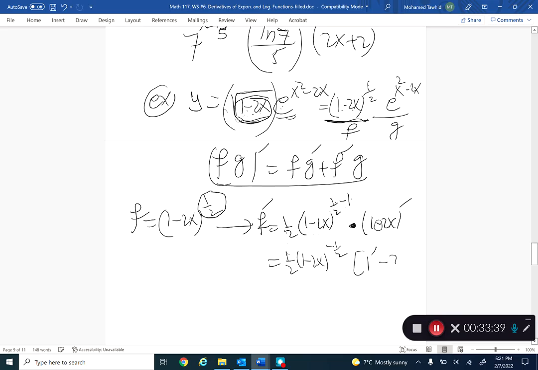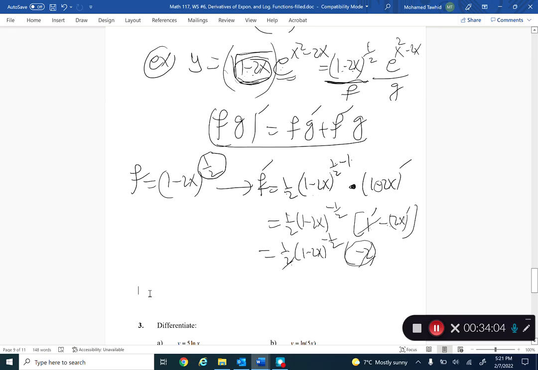1 prime minus 2x prime. So what do you have? You have 1 over 2 times 1 minus 2x to the power negative 1 over 2. What is 1 prime? 0. What is the derivative of negative 2x? 2. I can grab 2 out. What do you have left? X prime. What is x prime? 1. I can cancel 2 with 2. What do you have? Sign here negative 1.